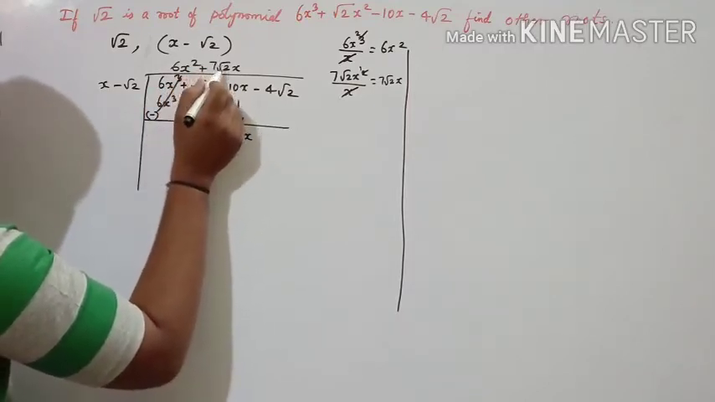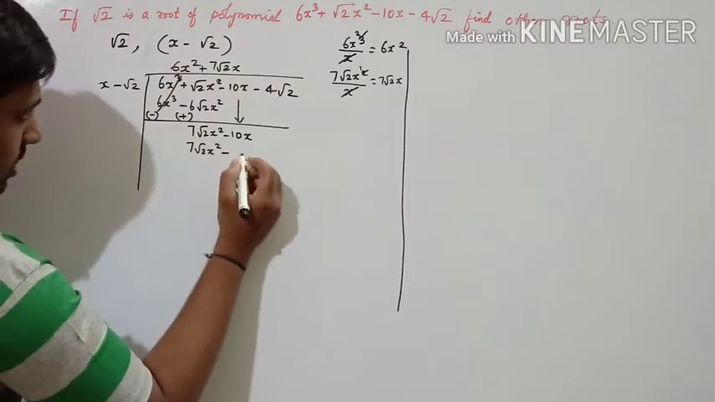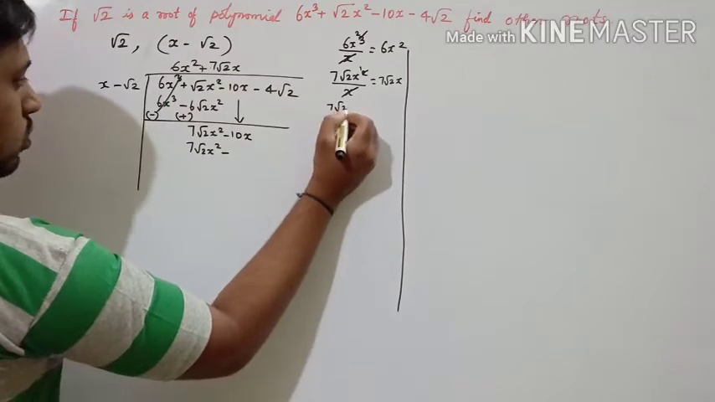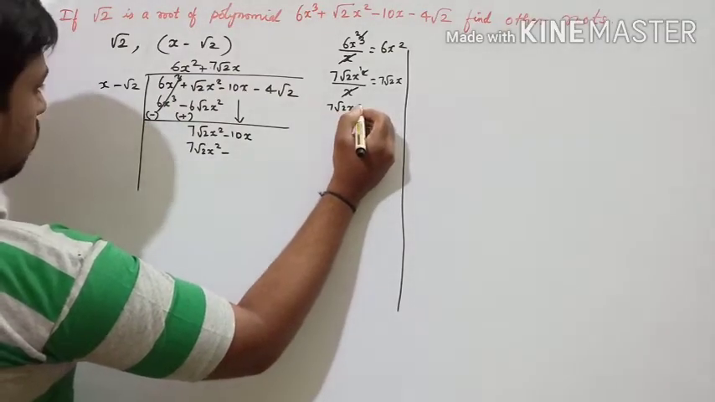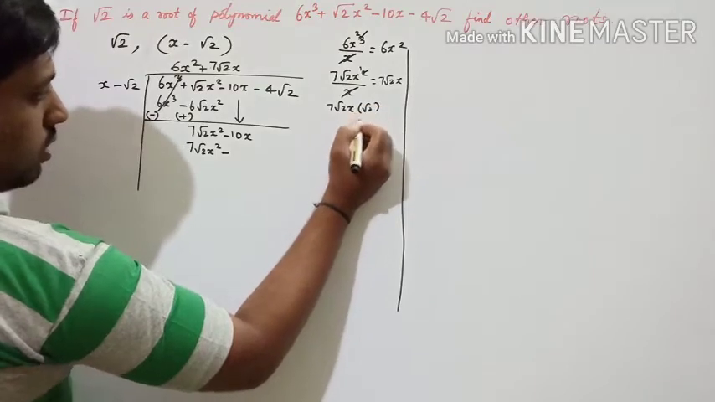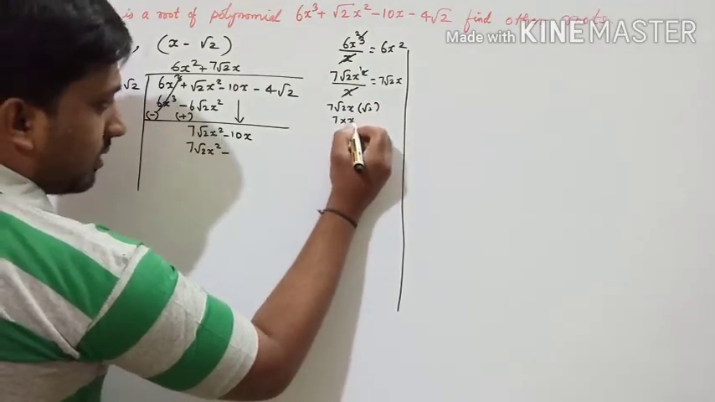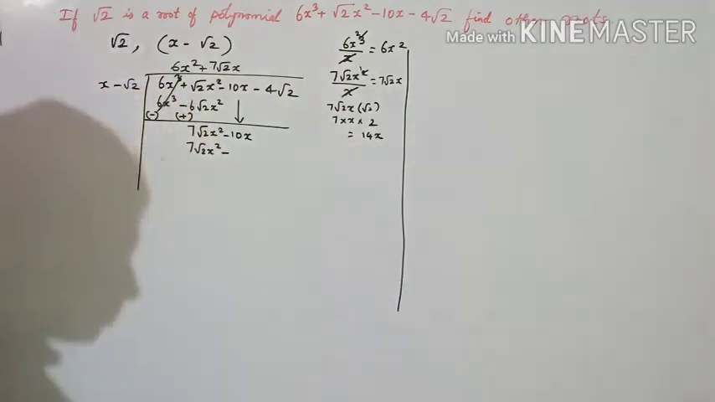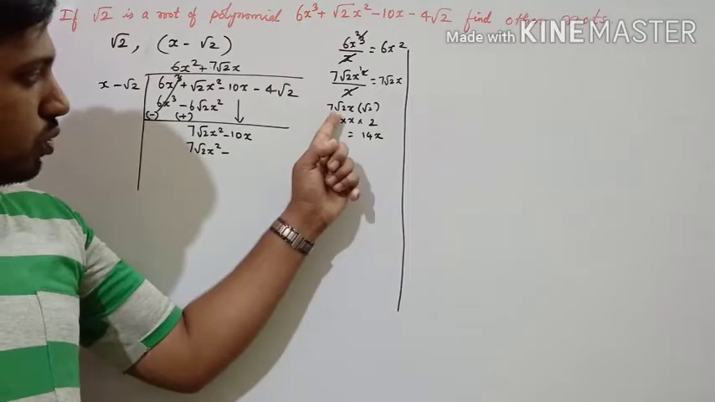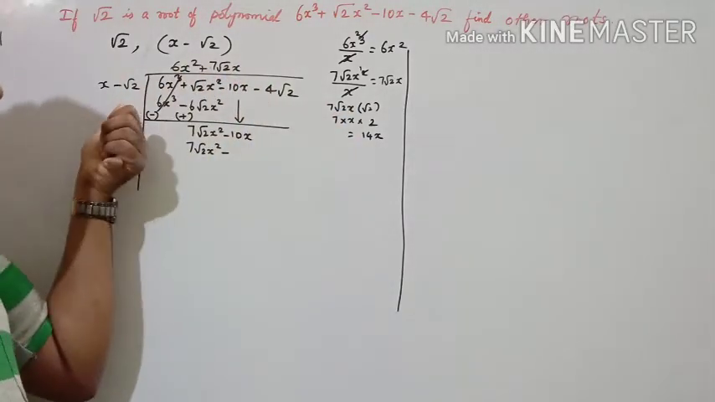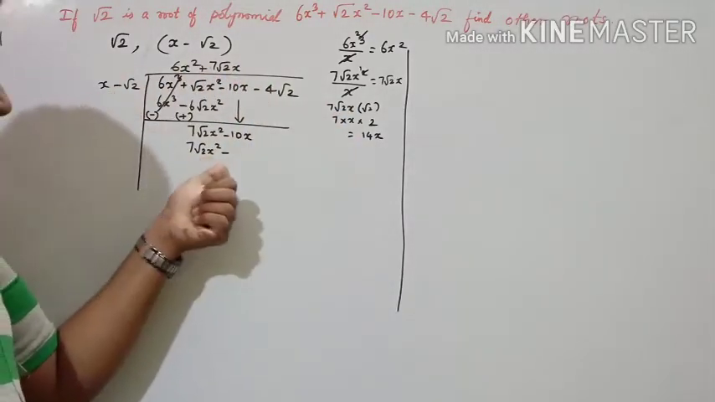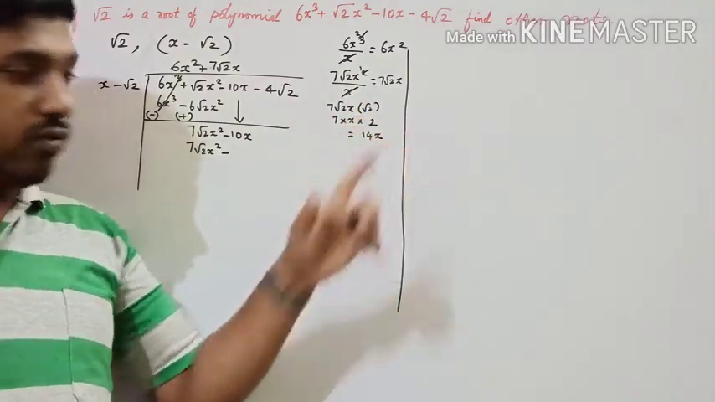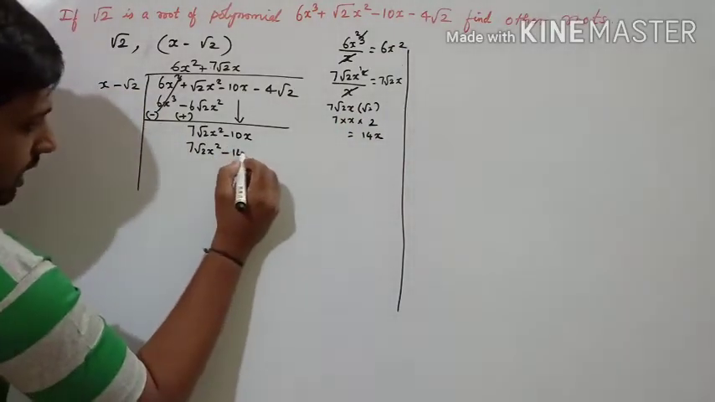Okay, then 7 root 2 x into root 2. See, if you multiply 7 root 2 x into root 2, right? I have already taken the minus sign. So root 2 into root 2 is root 4, that is nothing but 2. So 7 into x into 2 is 14x, and you will be getting 14x. I hope you people are understanding. I am writing here that is 14x.